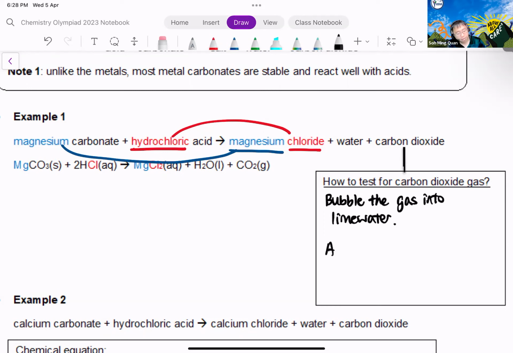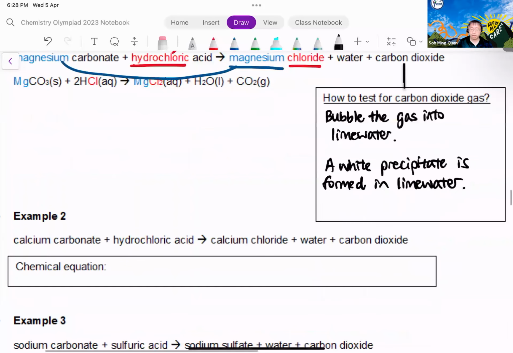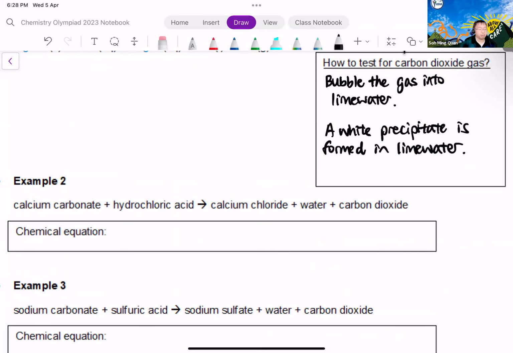Okay, and a white precipitate is formed in lime water if carbon dioxide is present. So just now, hydrogen: a lighted splint extinguishes with a pop sound. Now carbon dioxide: a white precipitate is formed in lime water. So let's go through one more example, example 2 and example 3, and we'll call it a day, right?